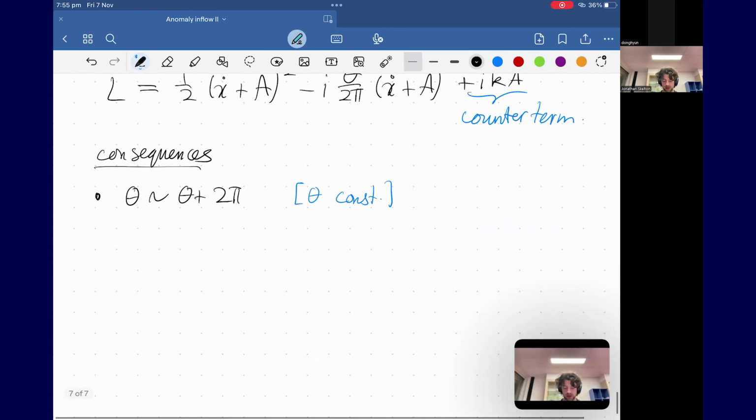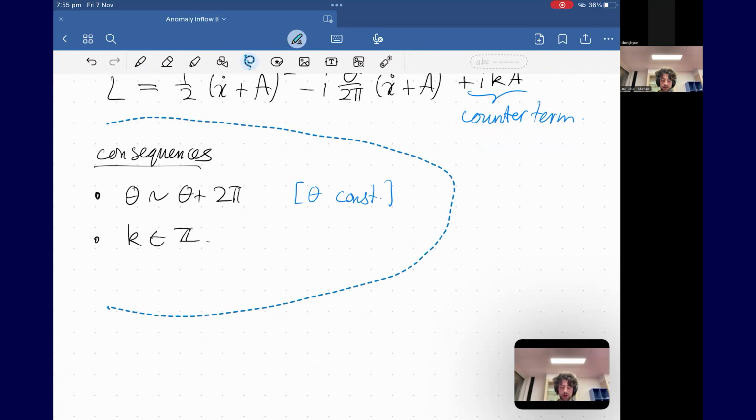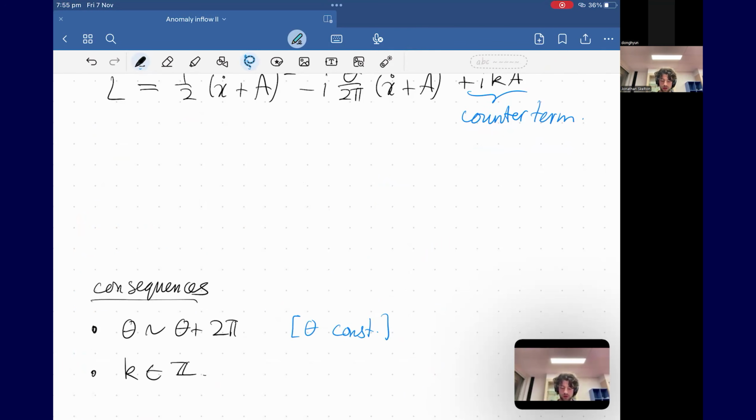The second thing, so this means that theta is going to be like a genuine angle. The second thing is that k has to be quantized. So they're going to particularly take integer values. And the reason why this is the case is because there's an additional thing we want to do, which is we want to compactify the domain.